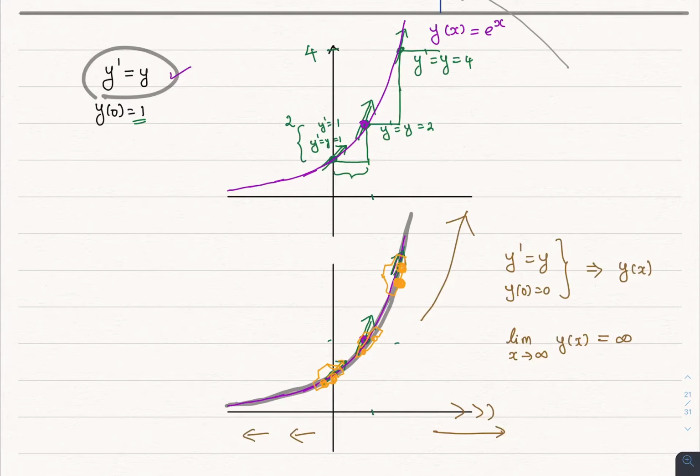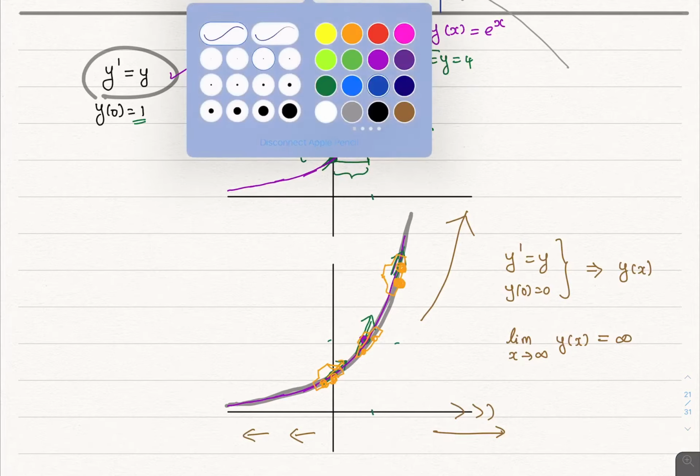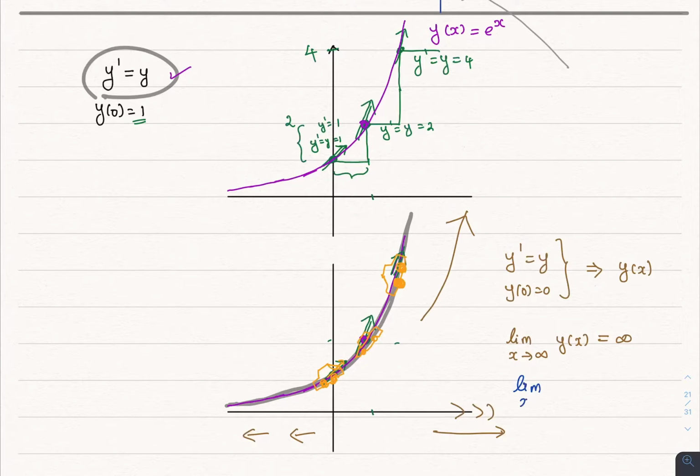Similarly, I can say when x is going to negative infinity, where is y of x going to go? When x goes to negative infinity this way, y of x is trying to go slowly, getting closer to the x-axis. That means it's going to go to 0 right here.